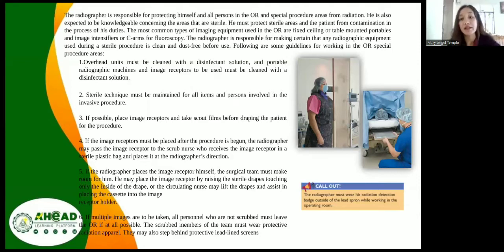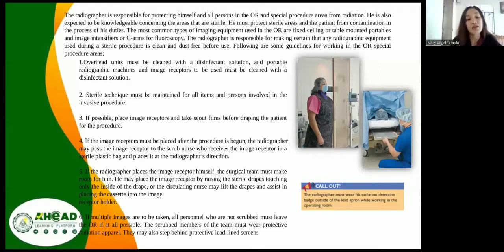Following are some guidelines for working in the OR special procedures area. Number 1. Overhead units must be cleaned with a disinfectant solution, and portable radiographic machines and image receptors to be used must be cleaned with a disinfectant solution. Number 2. Sterile technique must be maintained at all times by all persons involved in the invasive procedure. Number 3. If possible, place image receptors and take scout films before draping the patient for the procedure.